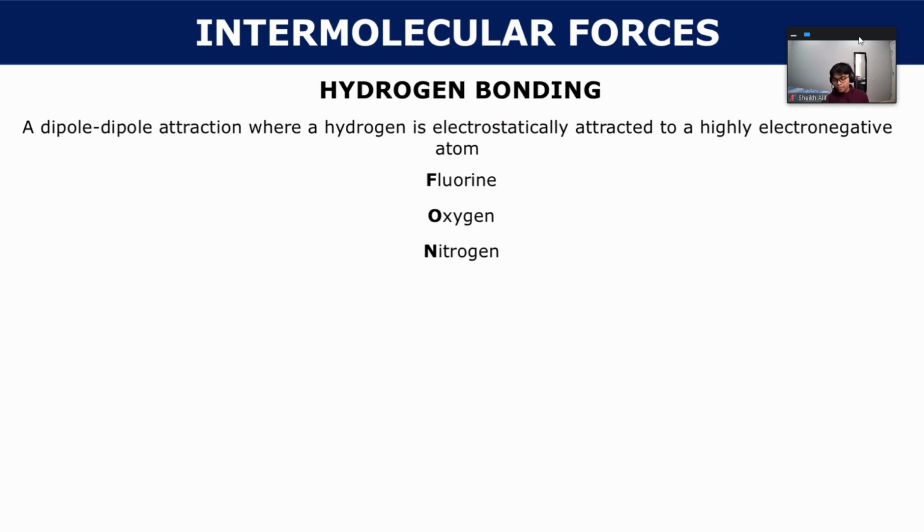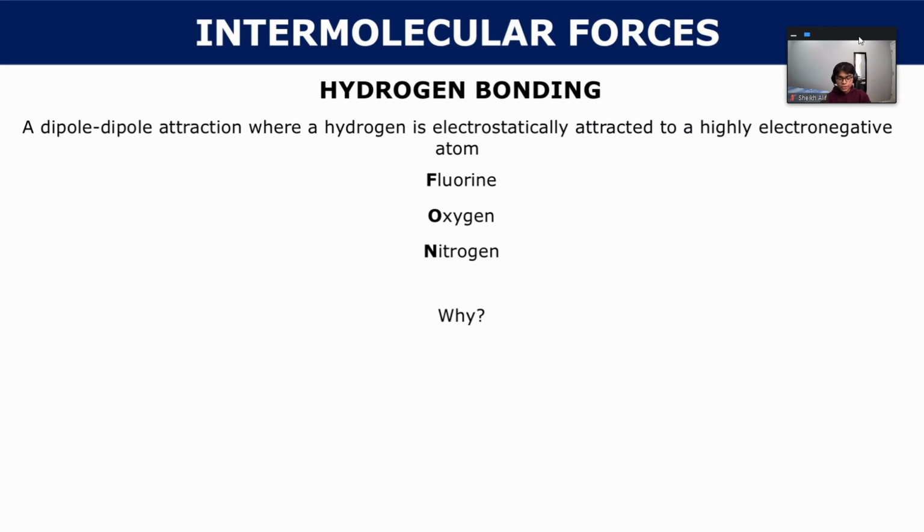A specific type of dipole-dipole force that is pretty important is hydrogen bonding. Hydrogen bonding is a dipole-dipole attraction where a hydrogen is electrostatically attracted to a highly electronegative atom. There are three highly electronegative atoms where hydrogen bonding can occur: fluorine, oxygen, and nitrogen. I don't have an acronym for this, surprisingly. I just remember FON, as if it's a name, and that just works for me.